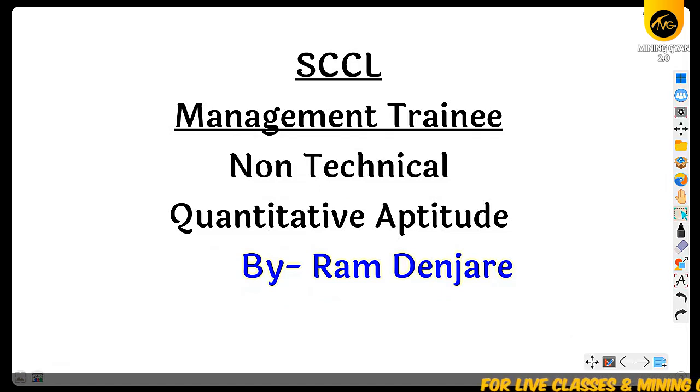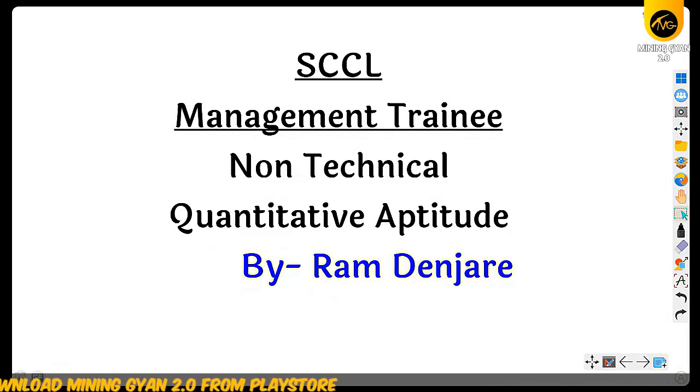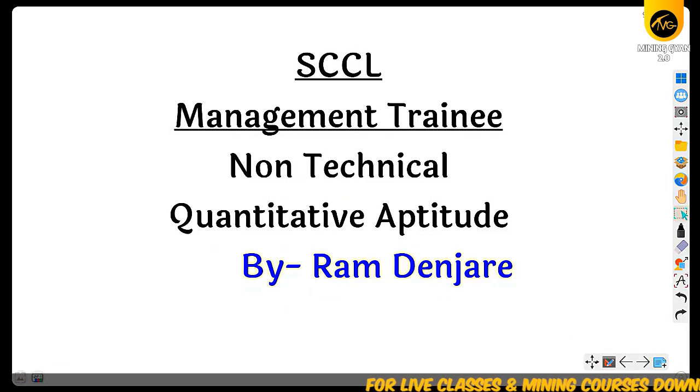So, our new topic for today's class is number system. To solve number system questions, we have to use some basic formulas. Some questions are based on odd numbers, even numbers, prime numbers, composite numbers. We will see almost 20 questions in this class, especially the most important questions from the exam point of view.